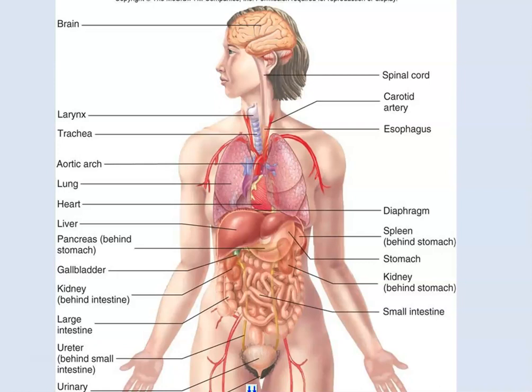to talk about the major organs of the body. So you can pause this video. You should have this picture in your notes.